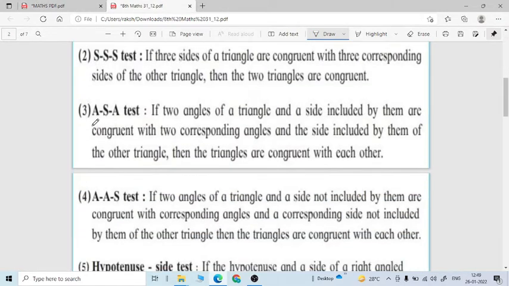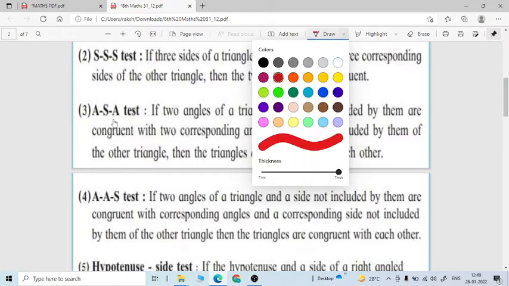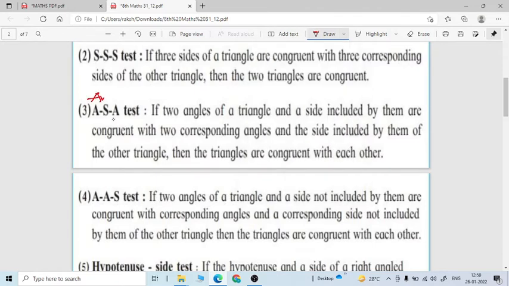Now next, ASA test means angle side angle. This is angle, side, angle. Okay, angle side angle.